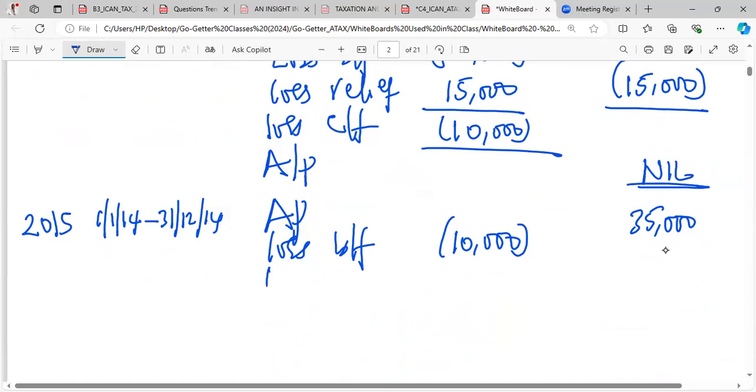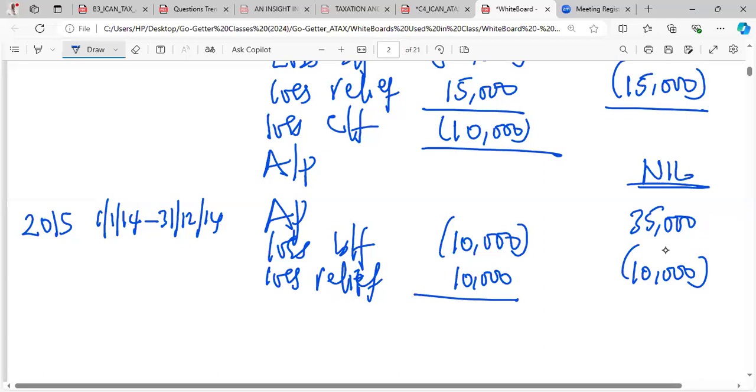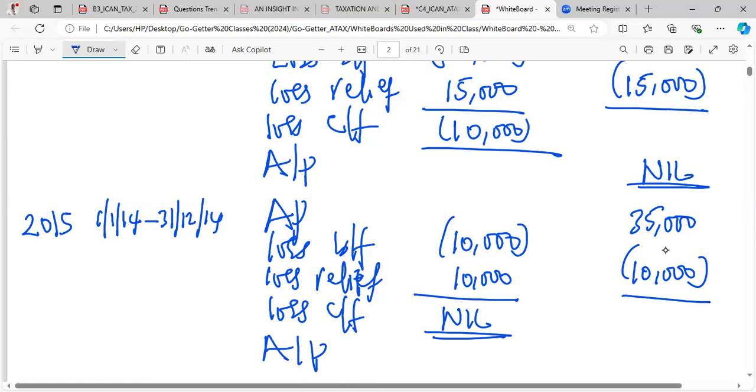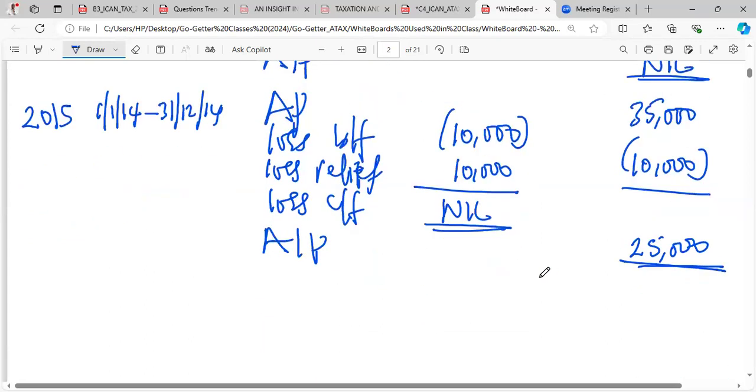So you will say loss relief will be 10,000. So you can cancel this 10,000 debt, cancel this one here. So loss carry forward will be nil. Accessible profit will now be 25,000. So your accessible profit is 25,000.